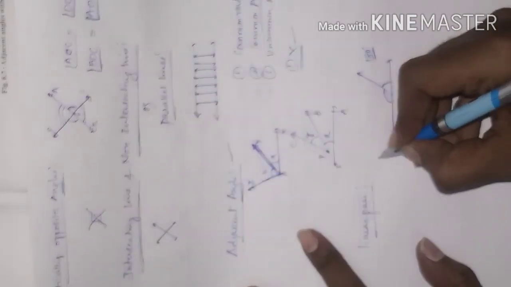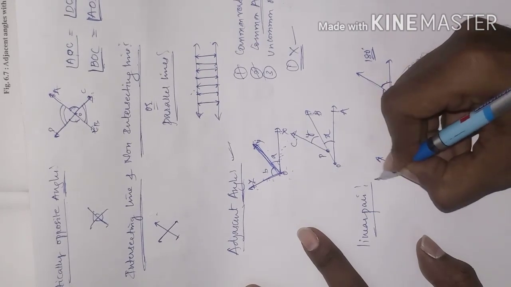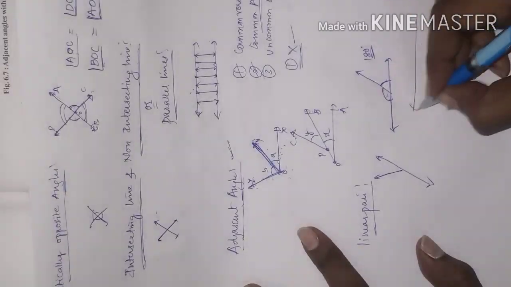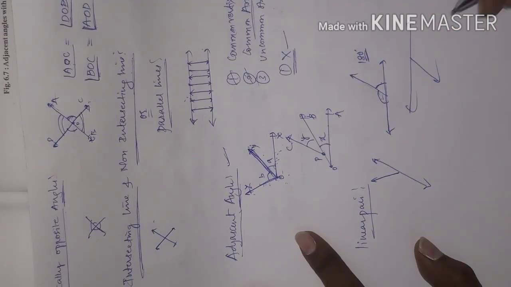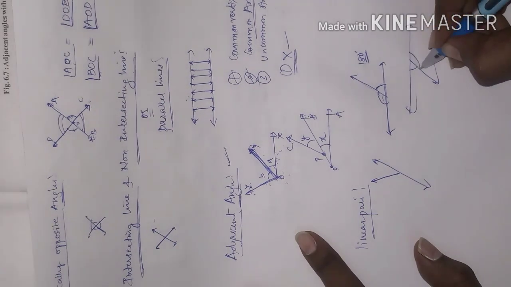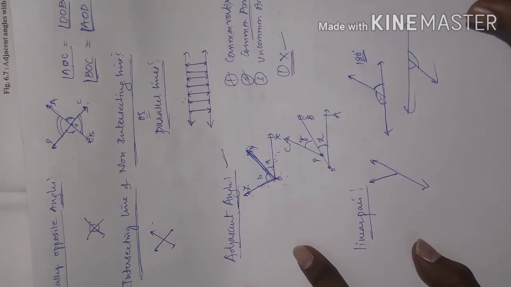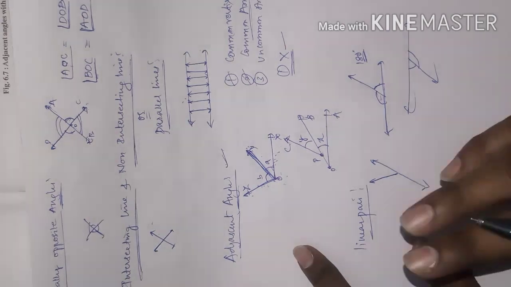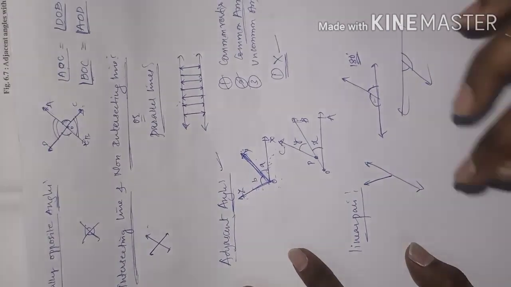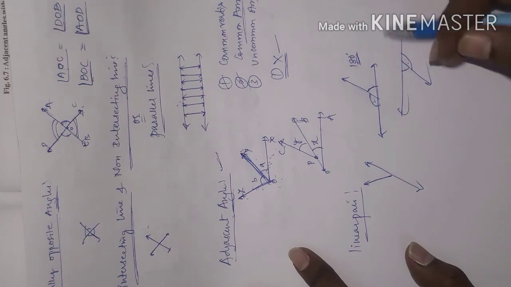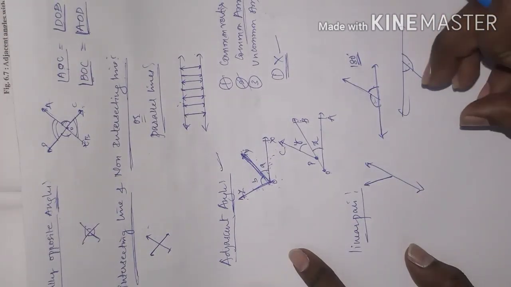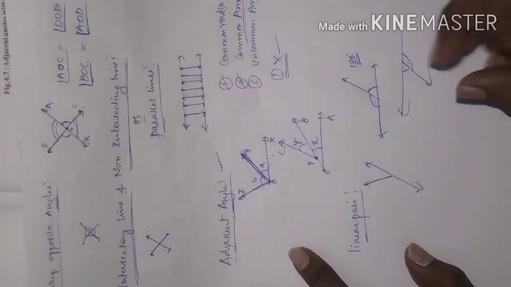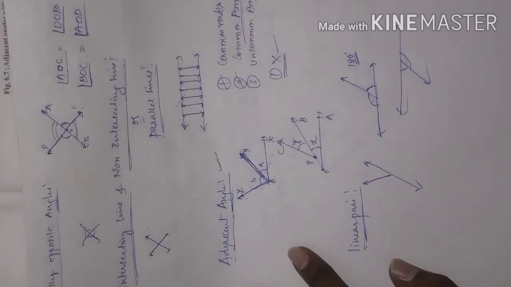It may be in this manner or in this manner, in whichever direction, or in this manner also. But if the sum of the measures makes 180 degrees, then only it is called a linear pair of angles. If it is not making 180 degrees, then it is not called a linear pair. Keep in mind, a very important concept. Once again I will repeat it. If the sum of two adjacent angles makes 180 degrees, then it is called a linear pair of angles. I am saying adjacent angles only. So this is about the linear pair of angles.